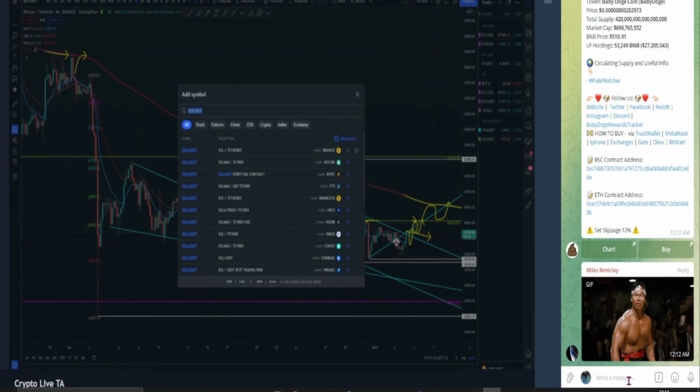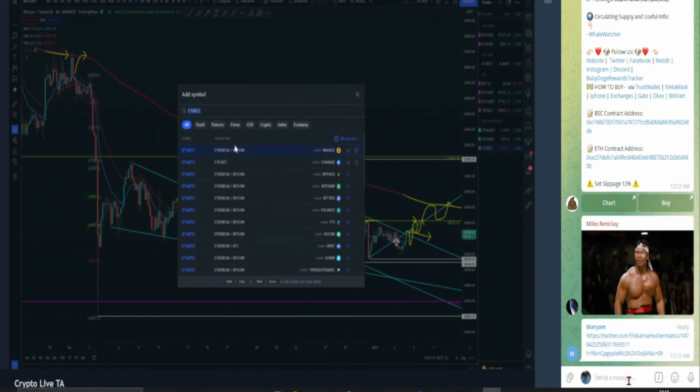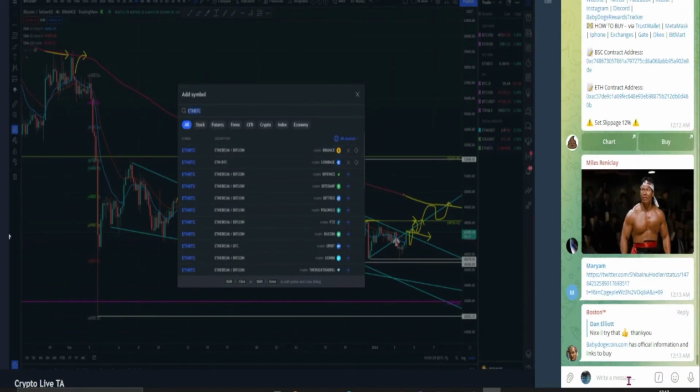ETH BTC. Okay, we can take a look at ETH BTC. That's an excellent point. Bitcoin, ETH Bitcoin, I would stay certainly zoomed out at. We can go over that.